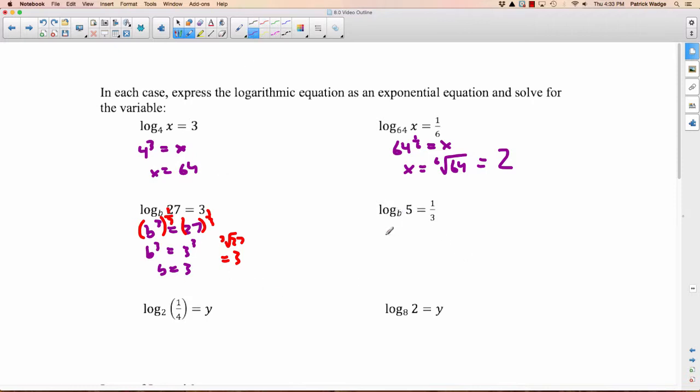Okay, same here. Exponential form would be b to the 1/3 equals 5. Here's one where you definitely will probably want to do the second method I used here. What would I have to do to make this just b on this side and not b to the 1/3? I'd have to raise it to the power of 3, because 1/3 times 3 is just 1, and that's what I want. What I do to one side, I have to do to the other. So I end up with b equals 5 cubed, and 5 cubed is equal to 125.